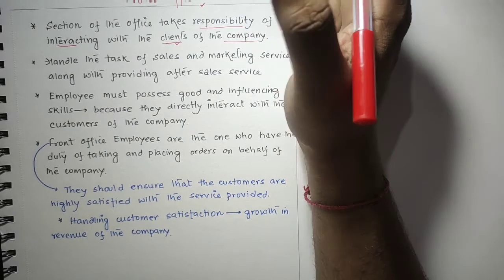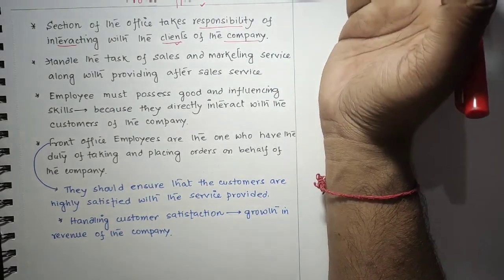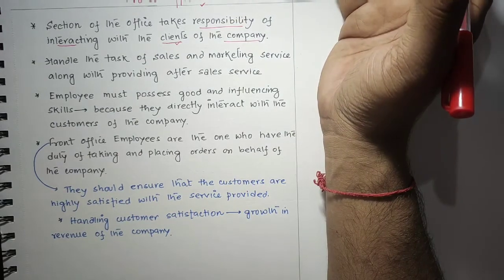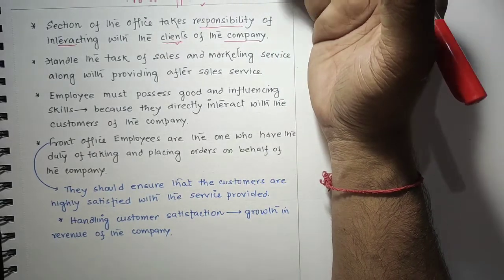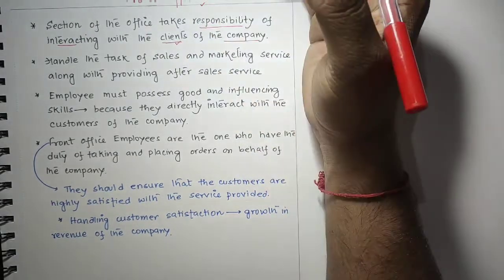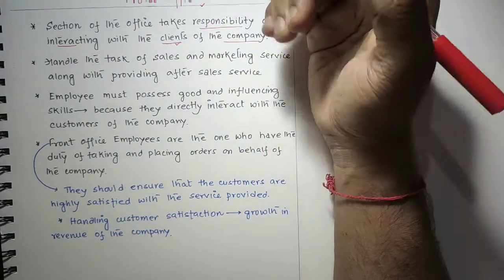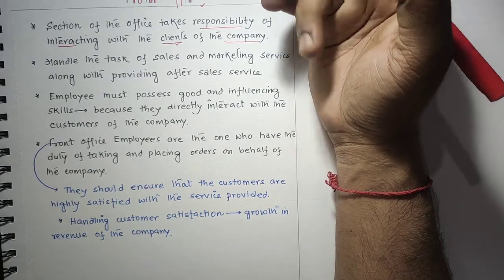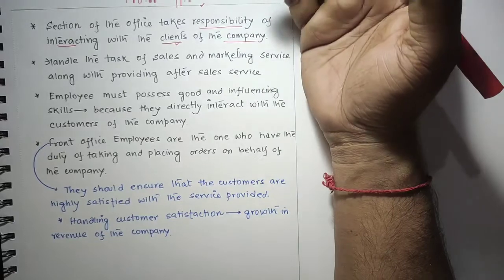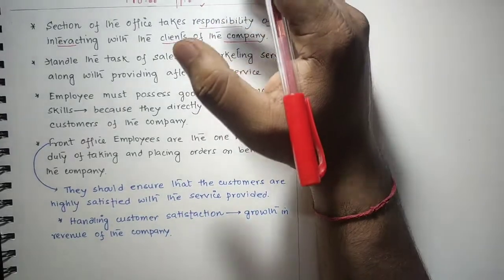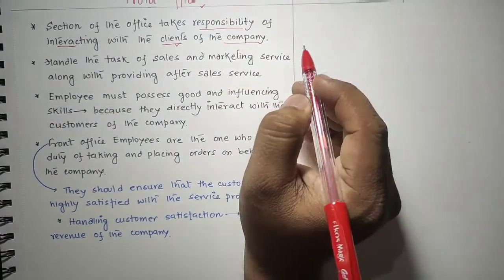For example, any car dealer in your locality. Suppose we go to see a car, and the lady or the person in the reception area comes and interacts with us so nicely, whether we are going to purchase or just visiting. Still, they talk to us very nicely. Their work is front office work. Yes, what they do is interact with the clients of the company.